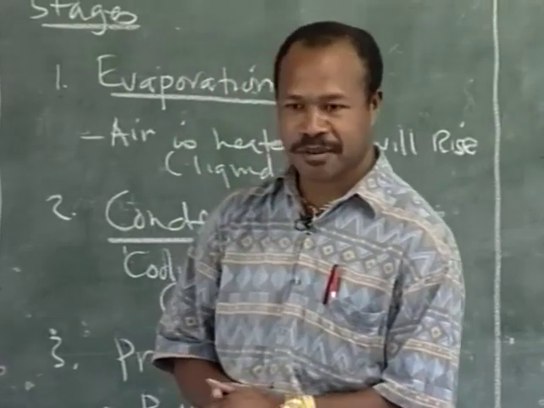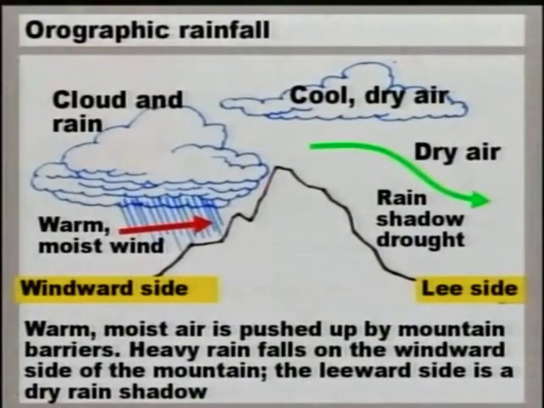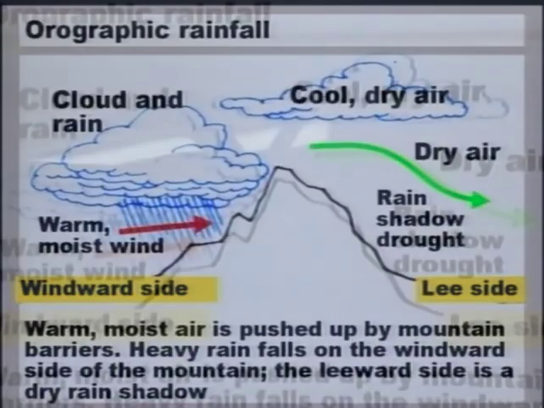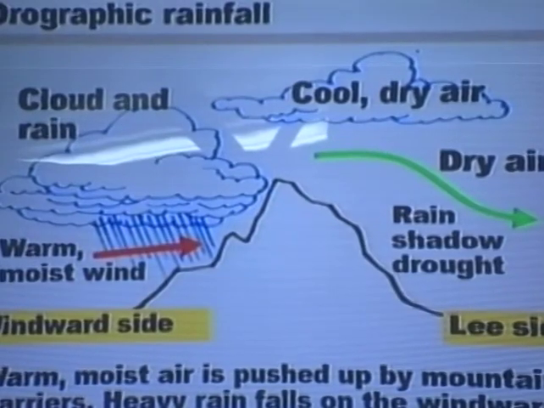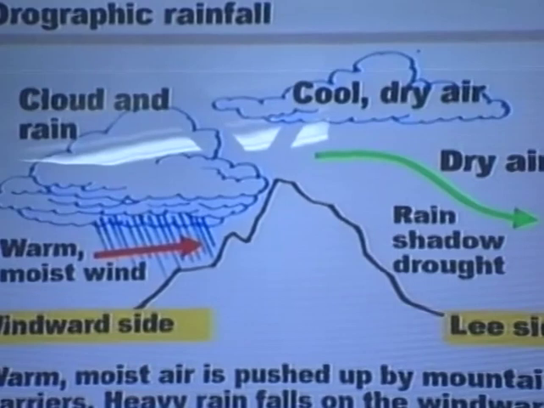The second rainfall is orographic. Again with orographic rainfall or relief rainfall, what we have here is again warm air. As it moves across to the land, it is forced to rise. Again, it meets the condition. Air has to rise in order for condensation to take place.